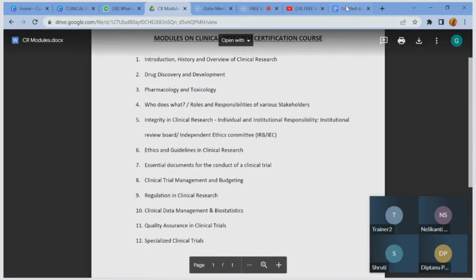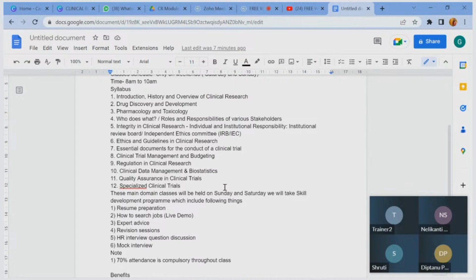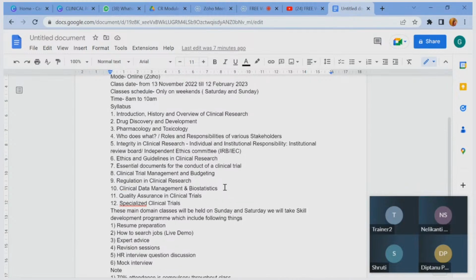Apart from this, we will also guide you in your resume preparation and how to search for jobs. I will provide you the live demo, expert advice, revision sessions, HR interview question discussions, and mock interviews. For that, you just have to maintain your attendance, which is about 70 to 75% and is compulsory. Also, we will provide you a project after completing your course. All of these are going to be maintained in our sheet, and we will provide you a grade and percentage according to your performance.